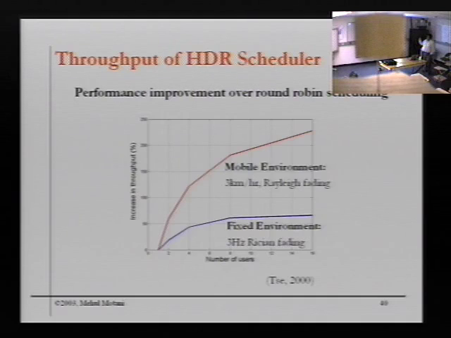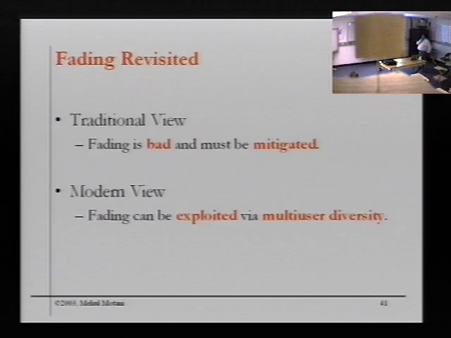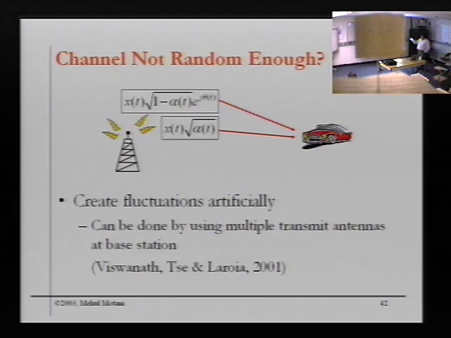So, sort of, if you will, putting the idea into practice and seeing that it does work. There are many catches to this, and fairness is one of them. Anyway, this is just one view of the work. Fading is bad, must be mitigated. The supposedly new view is that fading can be exploited, and the more random the better. And if your channel is not random enough, there's some work done in 2001 which says make it random. Okay.